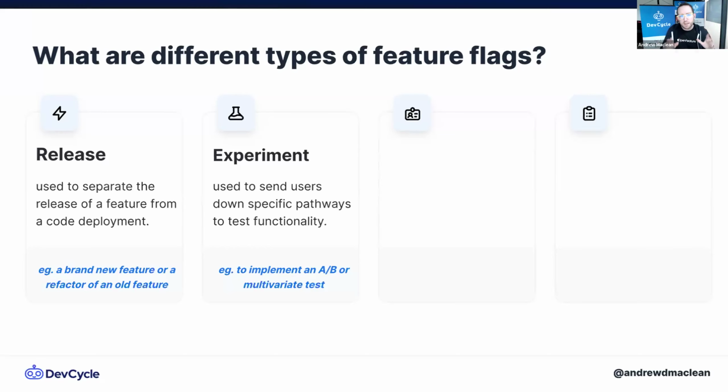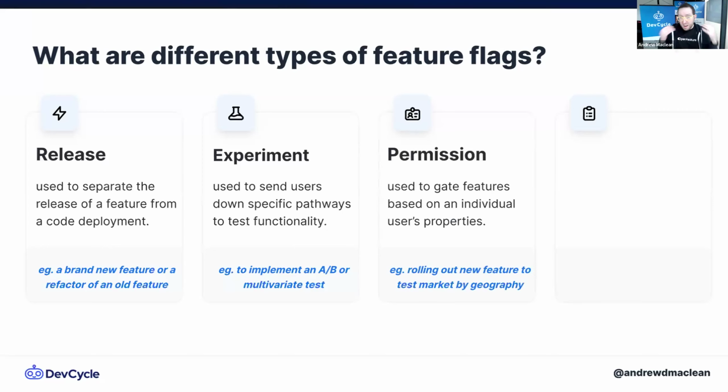And there's a slightly different setup that you might need for an experiment versus a release flag. Another kind would be a permission flag. This is where you're looking to gate features based on individual user properties. So maybe you want to test something out in a specific geography, or maybe you only want to show something to a specific user if they're a paid user. That's what a permission flag would be.